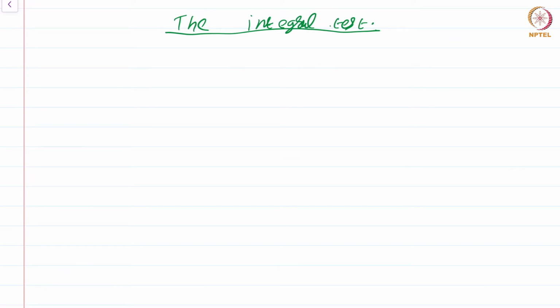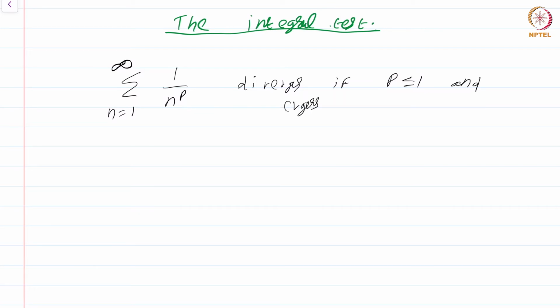Recall the series summation 1 by n power p, n going from 1 to infinity, diverges if p is less than or equal to 1 and converges if p is greater than 1.